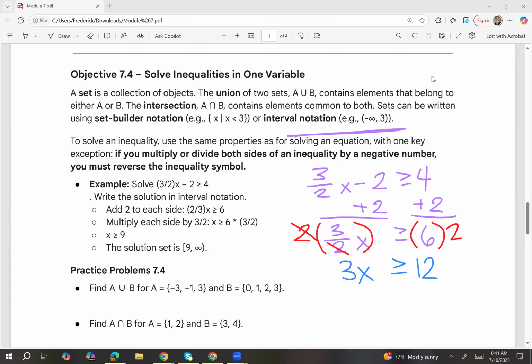Now we have 3 times x, to counter with division, divide by 3 on both sides, leaving us with x is greater than or equal to 4. Okay? Now we want to express that in interval notation. So something similar to this.